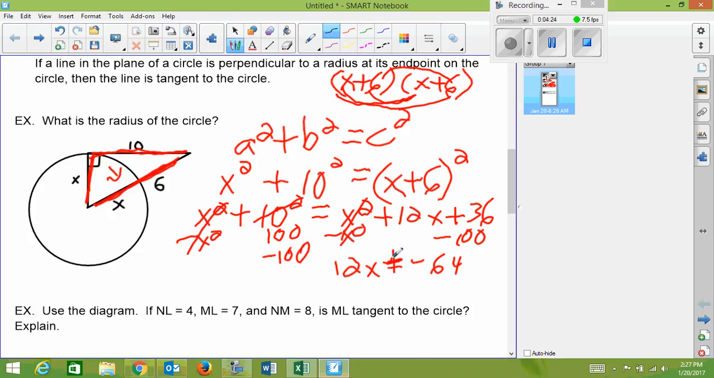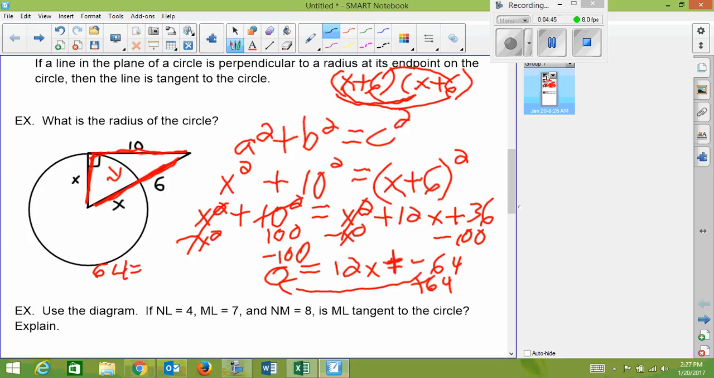Actually, that should be a plus. So then, to solve that, I need to move. Right now, I don't have anything over here. I've moved everything. Because this 64 is negative, I'm going to move it over there. So I'm going to go plus 64. And I'm running out of room here, so I'll put it over here.